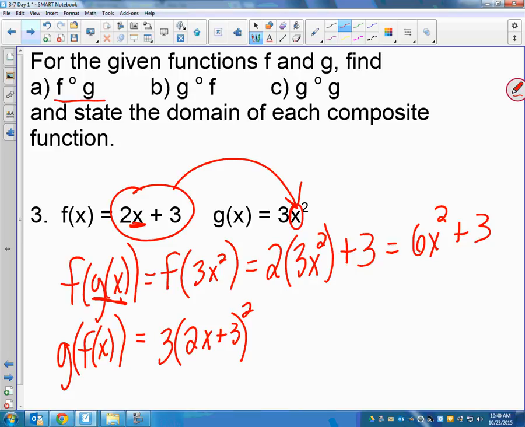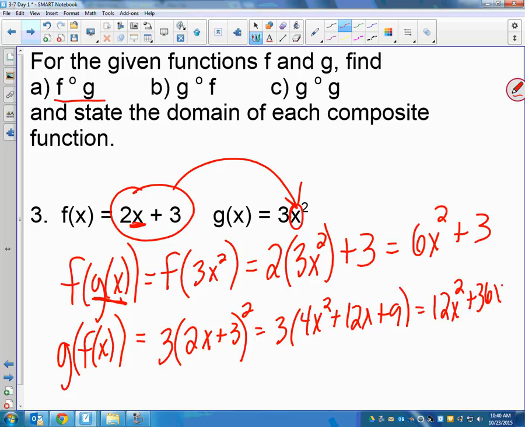If you were going to work that out, you can't distribute the 3 first. You got to square it out first. So you get 3 times 4x squared plus 12x plus 9, which is 12x squared plus 36x plus 27. Again, we want to make sure we realize that f of g and g of f are 2 different functions. Order matters of which one goes first.